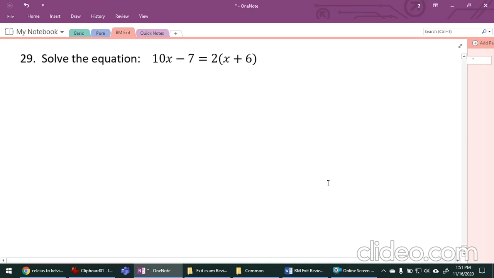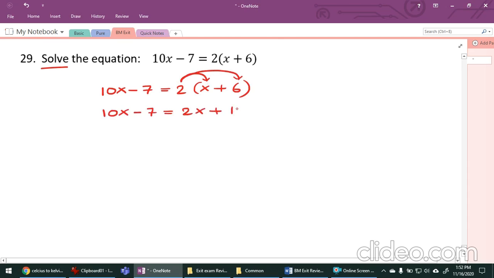Question number 29 is solve the equation 10x minus 7 equal to 2 into x plus 6. Solve means you should find the value of x. So you have 10x minus 7 equal to 2 into x plus 6. First we have to open the bracket. So 2 multiply x, 2x, 2 multiply 6, 12. So look here, I will write 10x minus 7 equal to 2x plus 12. Now I will bring all the x to the left and all the numbers to the right. So I have 10x here.